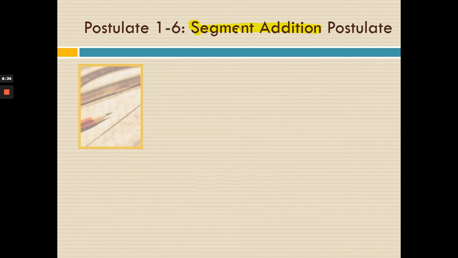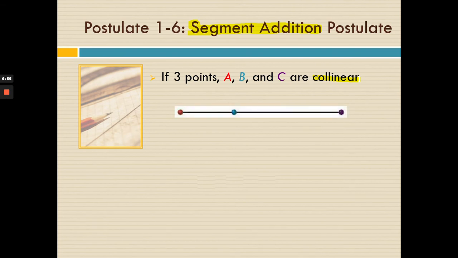All right, and it's really almost self-explanatory, but we're going to go ahead and point it out and write it down anyway, okay? If you have 3 points, A, B, and C, and they are collinear, that goes in your notes. They're collinear, okay? That means they're all on the same line. We talked about that in the last lesson. You've got A and B and C, and B is between A and C.